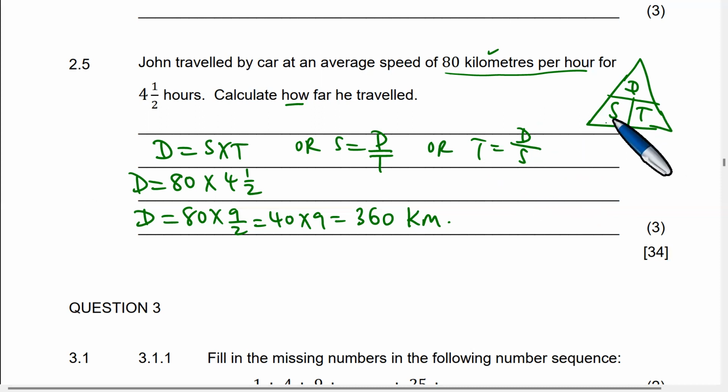So you can look at the triangle. S equals d over t. Time is distance over speed. Can you use this formula to calculate time? Tell me the time according to this formula. John traveled, but how much time did it take? What is the time? 4.5 hours.